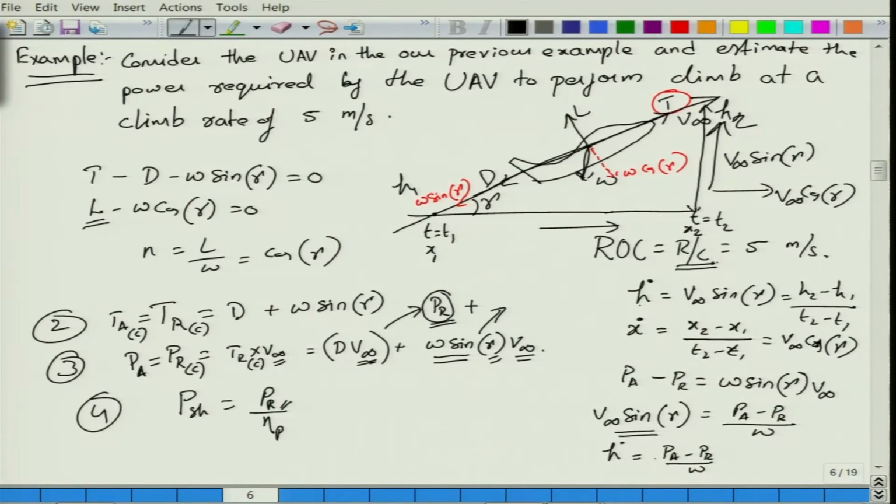So, the power that needs to be made available depends upon h dot times W plus power required, right, is it not?